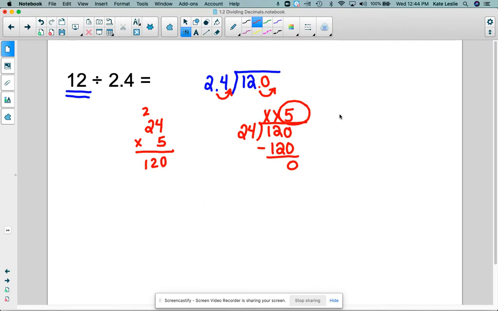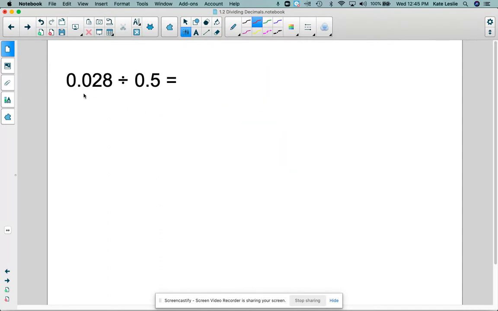I hope that this is a good review of just dividing regular whole numbers. We will see in a second, though, we won't always get rid of the decimal point in our dividend. Sometimes it will remain there, and that's okay. All right, let's go ahead and try another example.